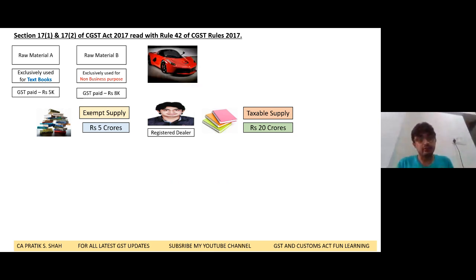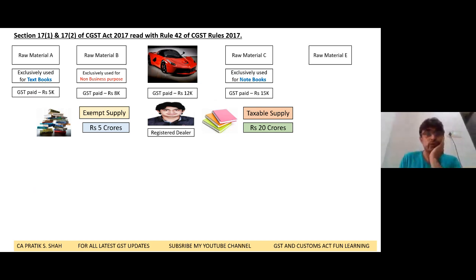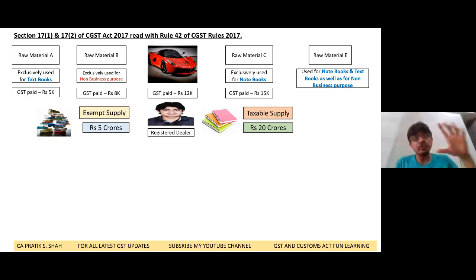I purchased a motor car. Motor car, you are already aware, is blocked under 17(5). GST paid is 12,000. I also purchase raw material C, used exclusively for notebooks. GST paid is 15,000 rupees. Correct. And I purchase another raw material, which is used for textbooks also, and for personal purpose, meaning non-business as well as business purpose.